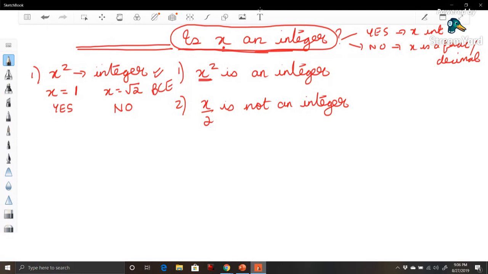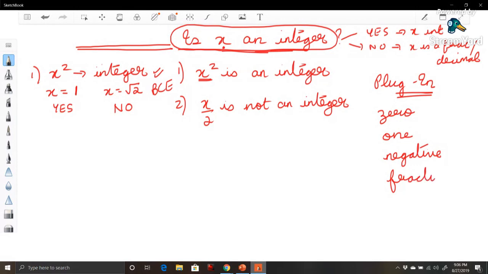So the point I'm making here and the big takeaway is, if you're forced to plug in when you're working with the statements individually, always test for values in this order. Test for 0, test for 1. Don't forget to test for negative values. Also make sure you check for fractions and roots, both positive and negative.